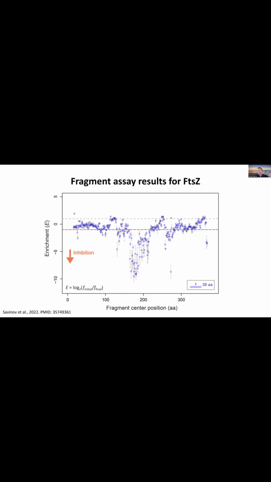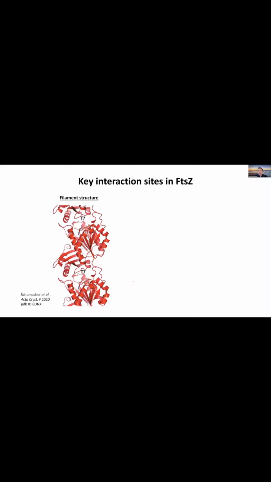Okay, so we see that there are these characteristic peaks of inhibitory activity at specific sites in FtsZ, just as we imagined notionally. And how can we understand what these regions actually map to, what these inhibitory effects are actually telling us, right? So if we go back to the structure of FtsZ, we can see that it's made up of these monomers lined up head to tail.